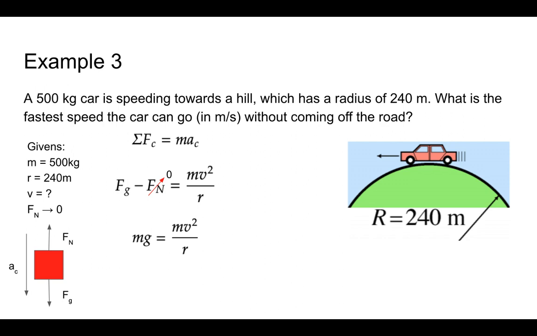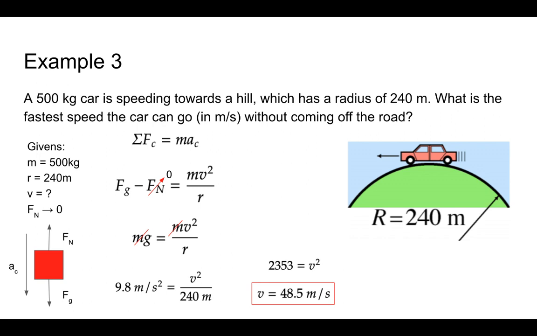And look at that. Mass, again, is on both sides of the equation in every term. So I can actually cancel that out right there. So mass cancels out. I then get acceleration of gravity, which is 9.8 meters per second squared, is equal to v squared divided by the radius, which is 240 meters. So now I'm going to multiply both sides by 240 to get rid of that on the denominator on the right-hand side, and I get 2,353 equals velocity squared. I will take the square root of both sides, and I get velocity is equal to 48.5 meters per second. So that's our answer there.